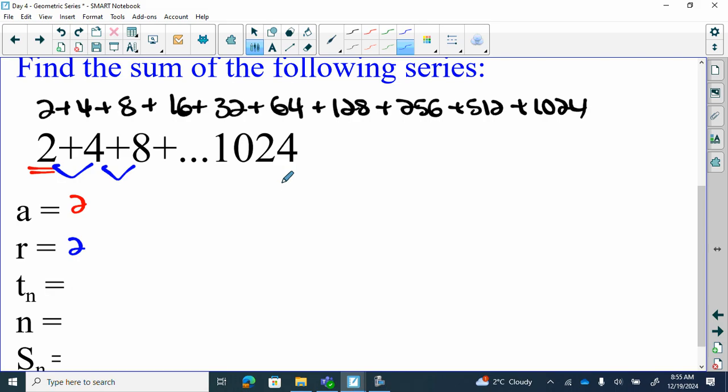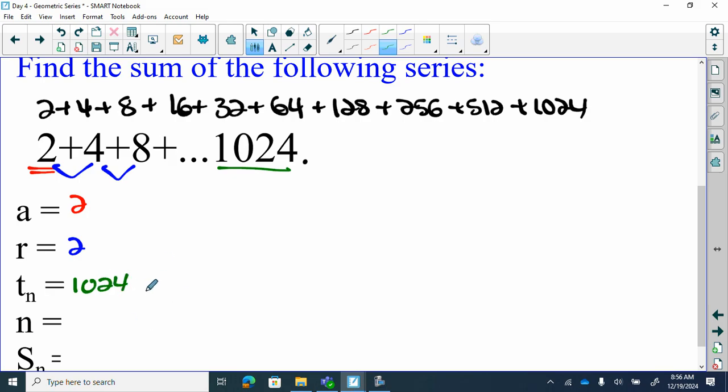I know it's geometric now because it has a common ratio. What if it had a common difference? What type of series or sequence would we be dealing with there? Arithmetic, that's right. Tn, the last term. Anyone see it? 1,024, wicket.